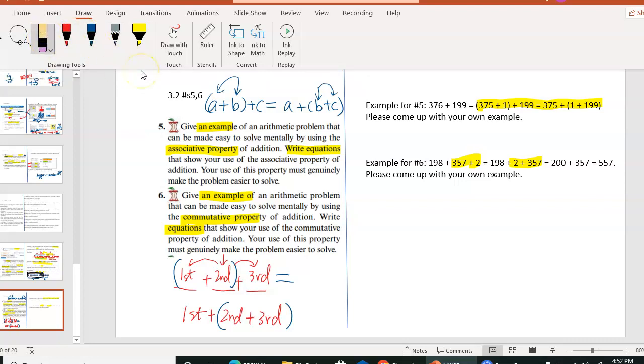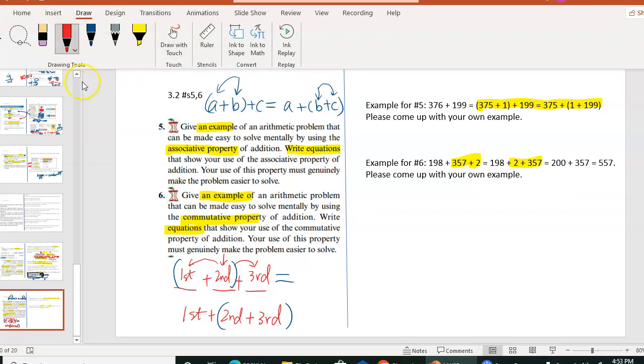And so the example you give, again, in general, you could use any numbers. So for example, I can do like 1 plus 2 plus 3, and then equals 1 plus 2 plus 3. But this is not a good example. It is associative property, but when you use the property, it doesn't seem like you make the problem any easier to solve.